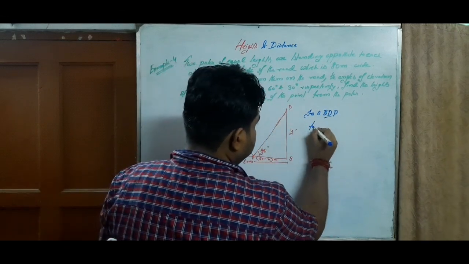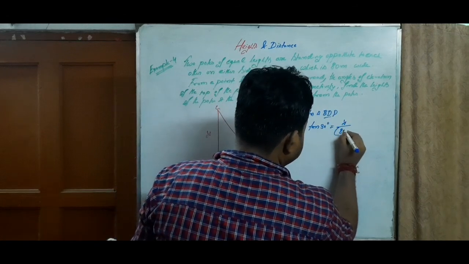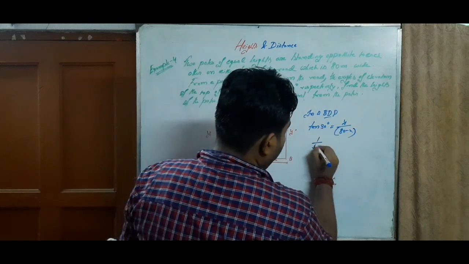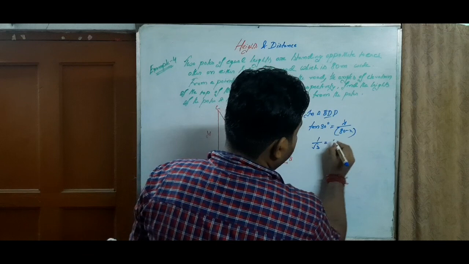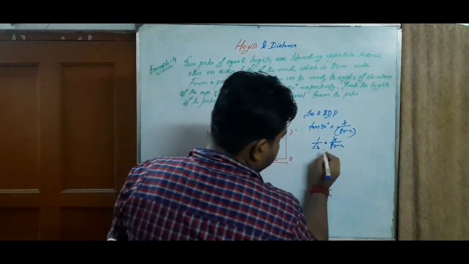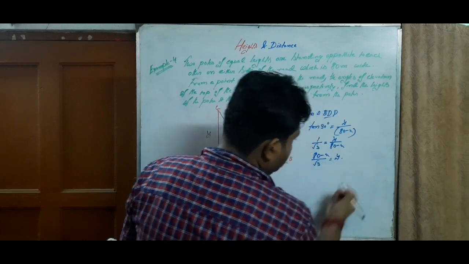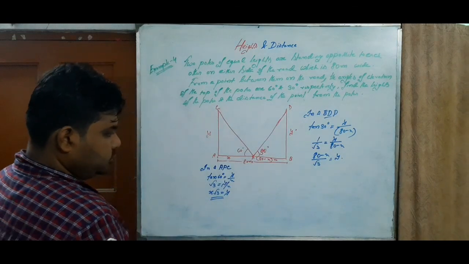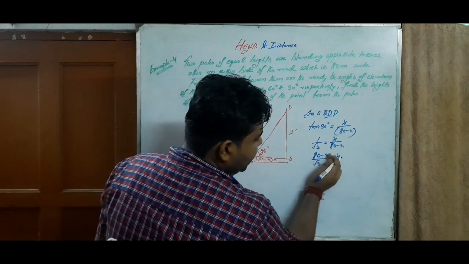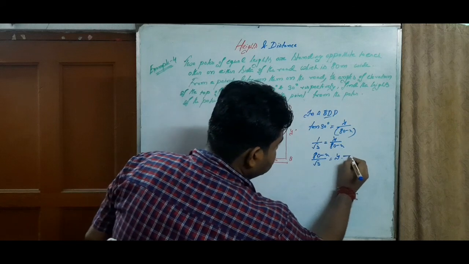Now in triangle BDP, tan 30 equals y by 80 minus x. This is the base, and tan 30 means 1 by root 3. So 1 by root 3 equals y by 80 minus x, or 80 minus x by root 3 equals y. So here y equals x root 3, and here y equals 80 minus x by root 3. This is equation 1 and this is equation 2.